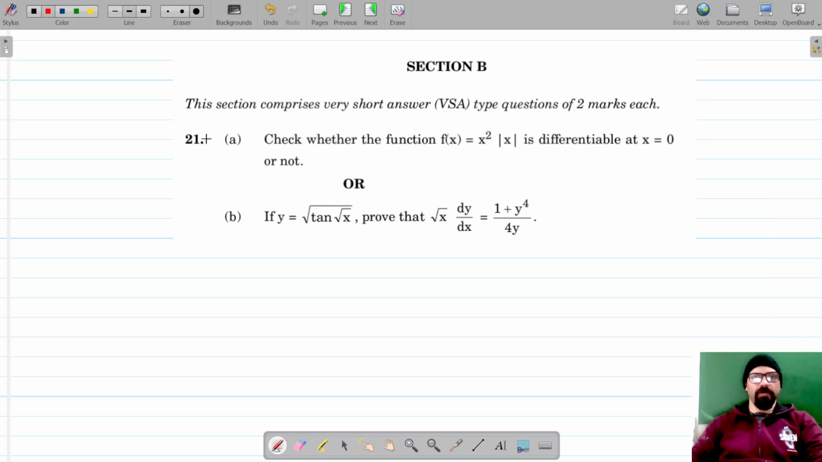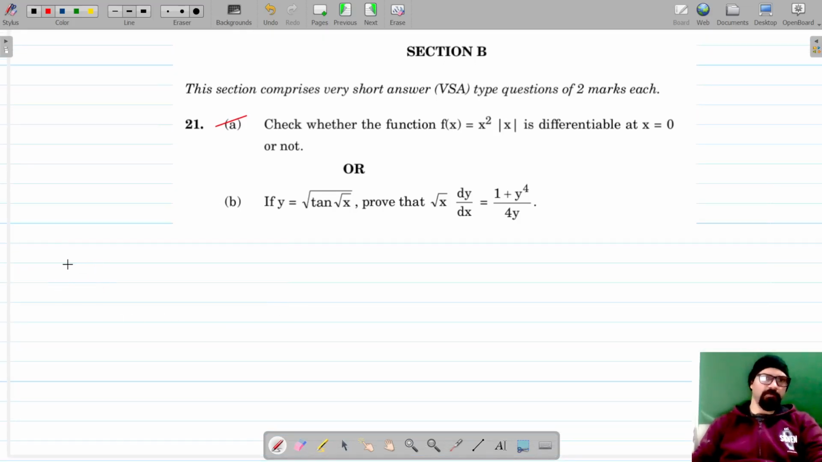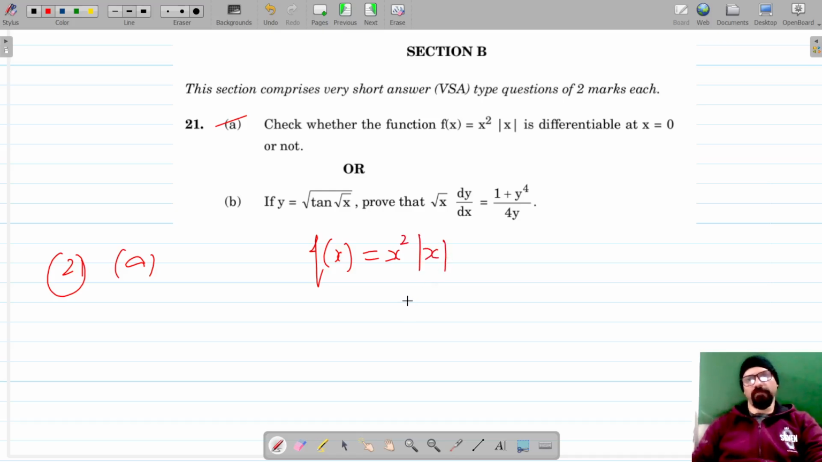For question number 21, part A, we have to check whether the function f of x is equal to x squared into mod of x is differentiable at x is equal to 0. So this is question number 21, part A, and our function is f of x is equal to x squared into mod of x. Now, here the mod of x, we know that its value is x when x is greater than or equal to 0 and negative x when x is less than 0.